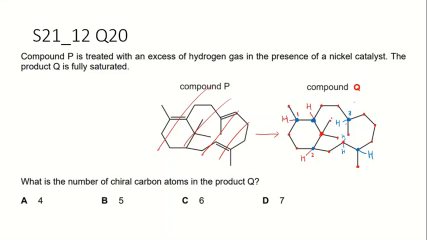Now let's go through everything again and see if we have checked every single carbon. Okay, check, check, check. Don't forget to also check the branches. Right, all carbons checked, and we have labeled the chiral carbon with a blue dot. So now let's count the number of chiral carbon atoms. 1, 2, 3, 4, 5. So the answer is 5.